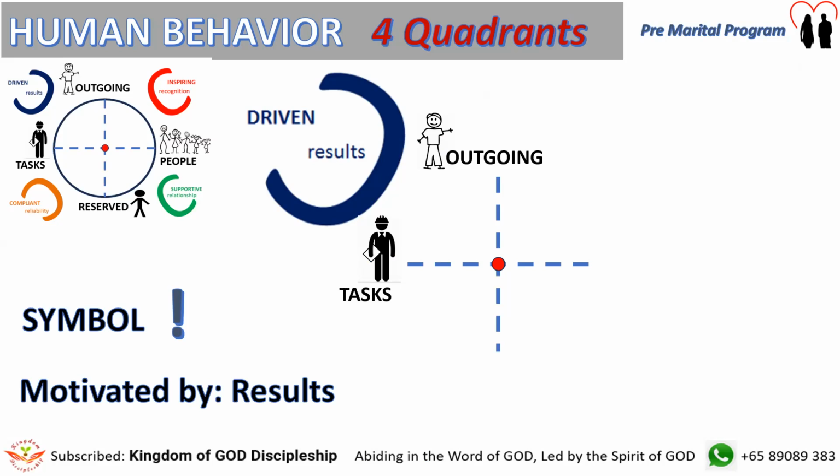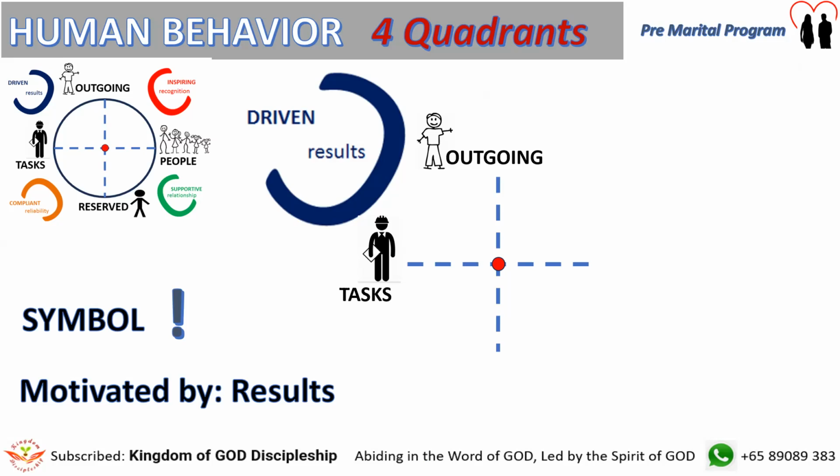Because of results, they tend to be outgoing and they are task-oriented. Why outgoing? Because in order for them to achieve results, they are not shy. They will go out there and they will talk to people and they will get to the results that they want. And they are also task-oriented. The task will produce results.